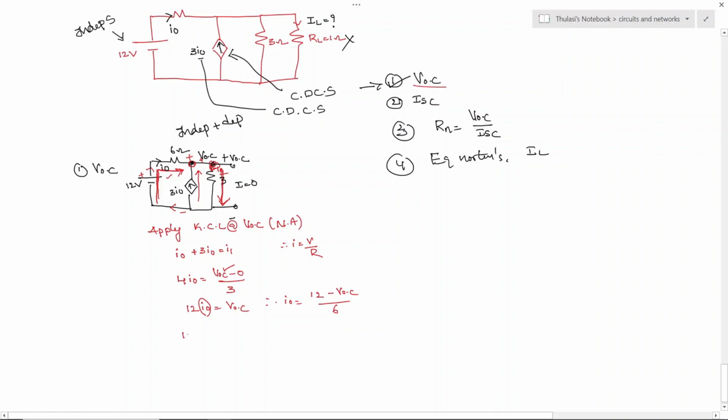So that is equal to 12 into (12 minus VOC) divided by 6 is equal to VOC. If you simplify it, when you perform the multiplication, VOC is equal to 8 volts.